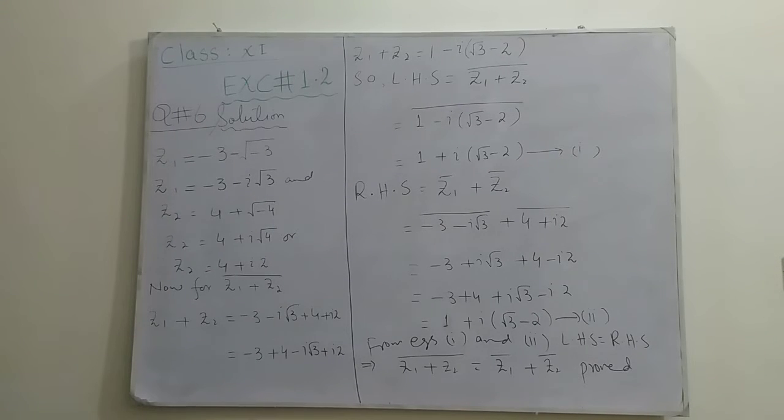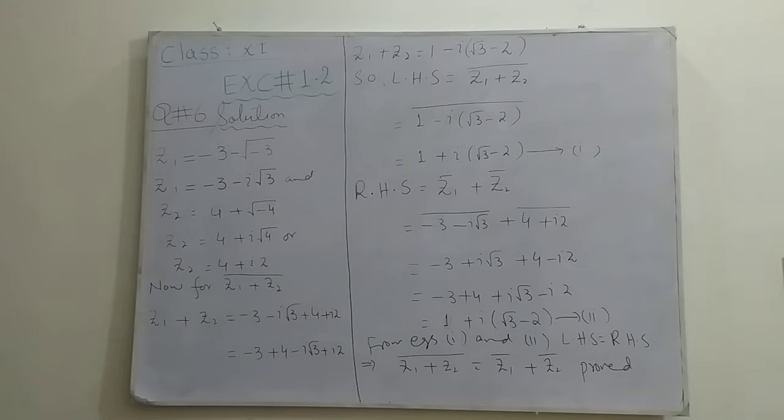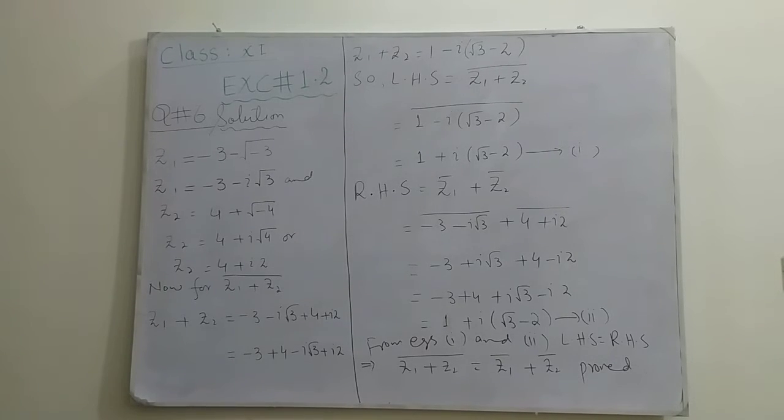Now, question number 6 is: if z1 is equal to minus 3 minus square root minus 3 and z2 is equal to 4 plus square root minus 4, then verify that (z1 plus z2) whole conjugate, or whole bar, is equal to z1 conjugate plus z2 conjugate.